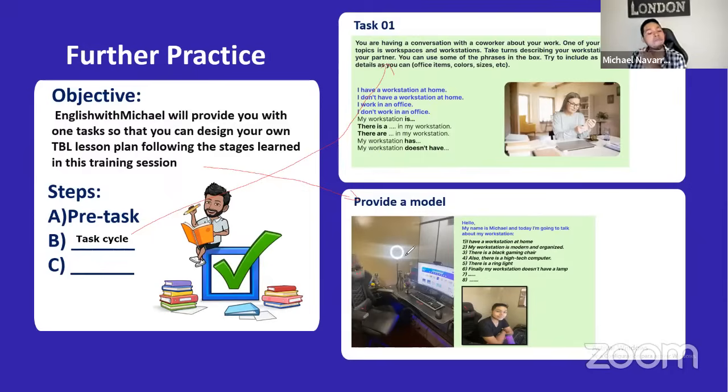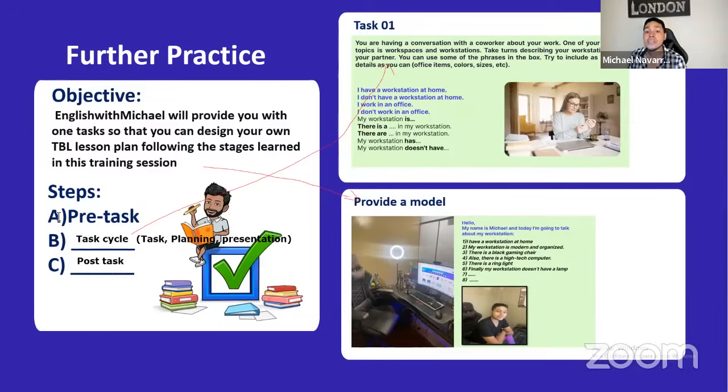Excellent. And finally, teachers, what is the last stage? Pre-task, task cycle. What is the last one? Excellent. Task planning presentation. That is the task cycle. Let me type it here. Task planning presentation. And finally, the post-task. Very good. Excellent. Fantastic.